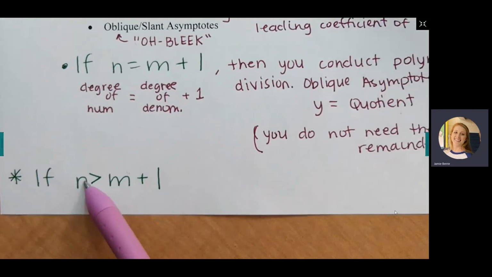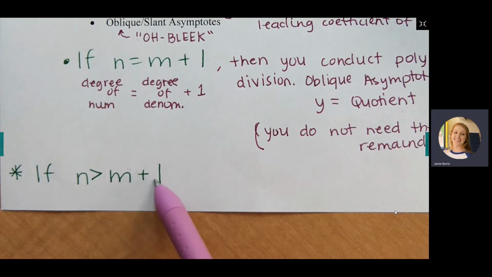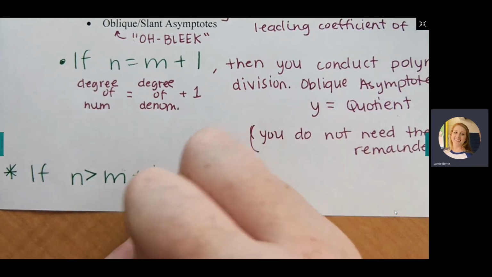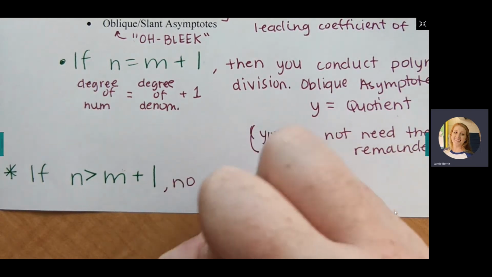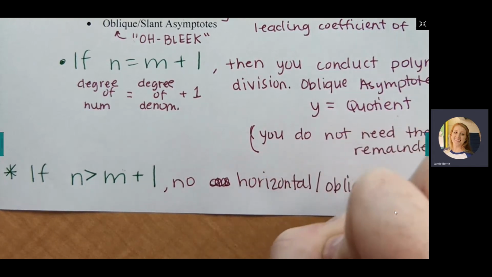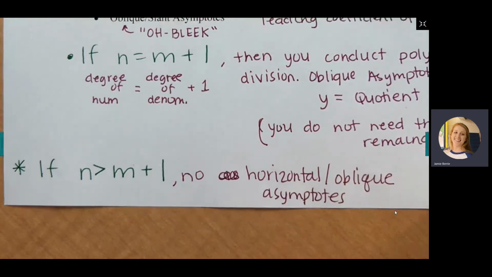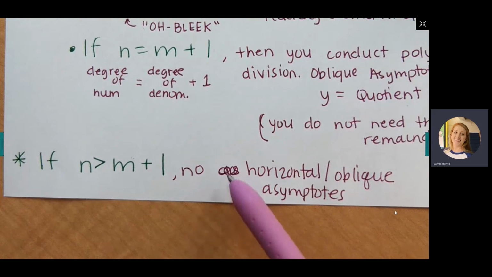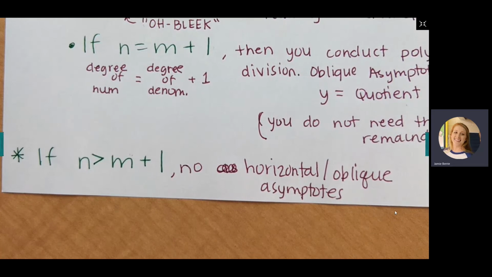And then we'll just go ahead and do this last case down here. If the degree of the numerator is more than n plus 1, which is the degree of the denominator plus 1, there's no asymptotes. We'll say no horizontal or oblique asymptotes. And I'll explain what that means. I'll show you an example. I was going to say no asymptotes, but there could be vertical asymptotes. So that's why I wanted to make sure and put horizontal or oblique. So there could be a vertical asymptote, but there's definitely not going to be any horizontal or oblique asymptotes.